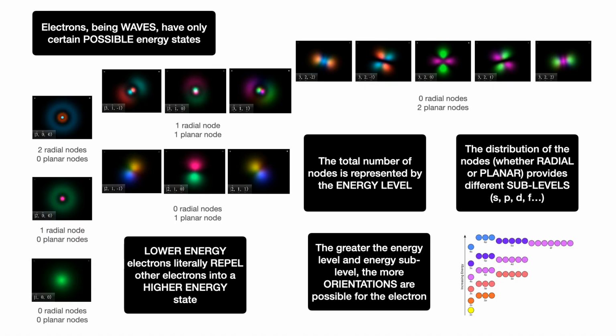Versus 3d. 3d is associated with two planar nodes. So, given that, you cannot have a 1d or 2d. You begin at 3d and so on. So, s is associated with no planar nodes, p with one planar node, d with two planar nodes, and f with three planar nodes. Of course, we can also have radial nodes, which increase the energy of the electron as we have more, if you will, spherical ripples of that electron's wave function.